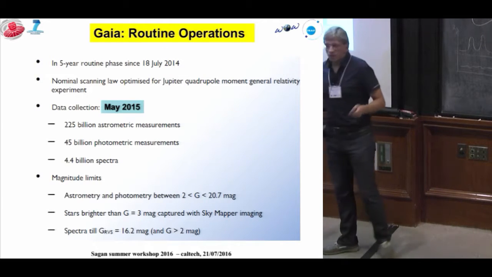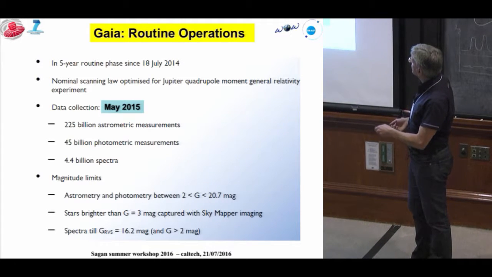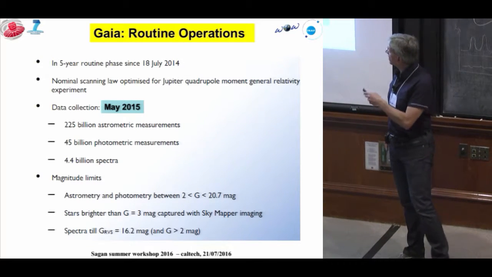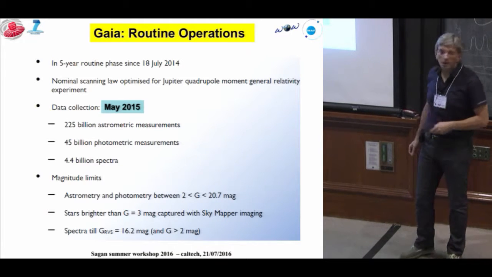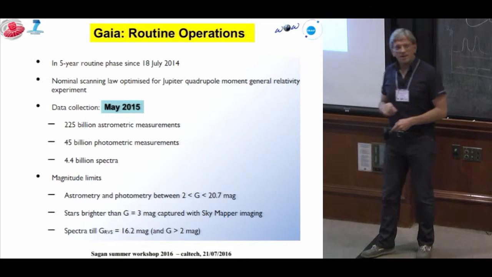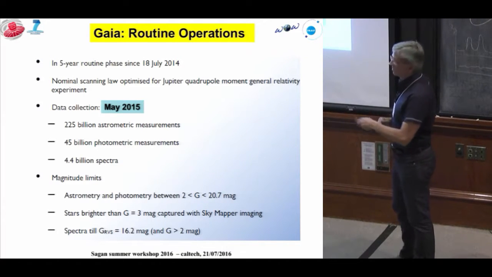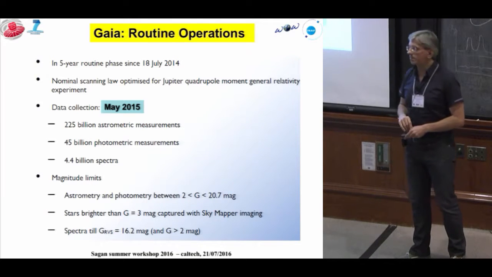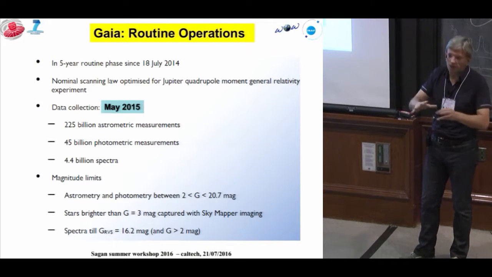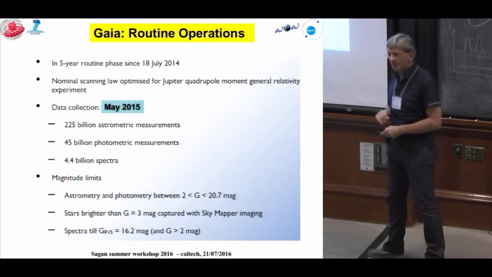We're in routine operations since, as I said, August 2014. The numbers of data collection are massive. These are the ones as of May 2015, so now you have to more than double these numbers, both in astrometry, photometry, and spectroscopy. It's really a massive data collection. Okay, it will be dwarfed by LSST, but you know, from space, this is still massive.